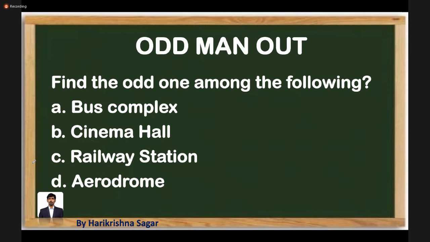Look at the next one. Finding the odd man out of the following: bus complex, cinema hall, railway station, aerodrome. If you observe, bus complex, railway station, and aerodrome are used for transport, but cinema hall is not for that. It's just for entertainment purposes. That's the reason odd man out is going to be option B.